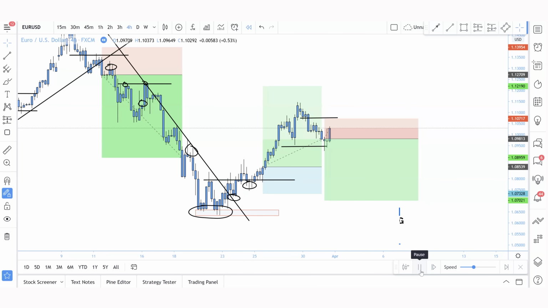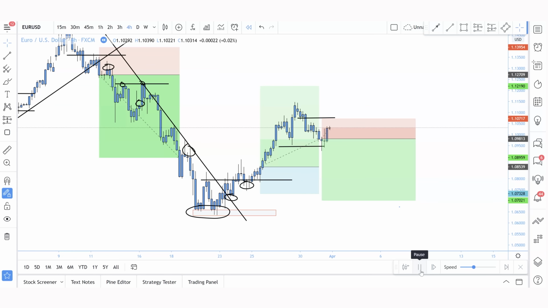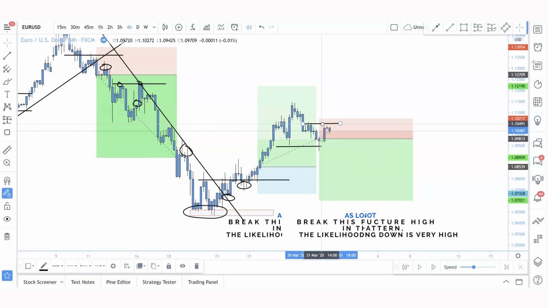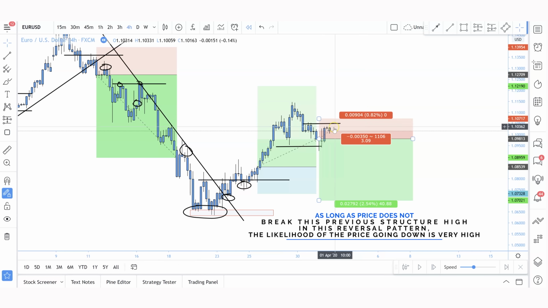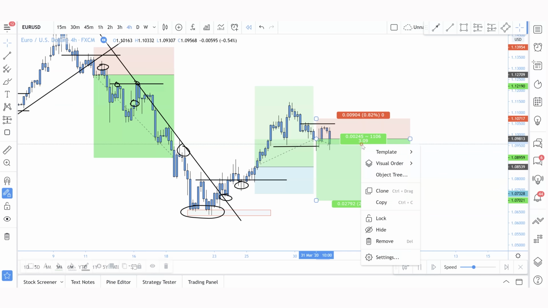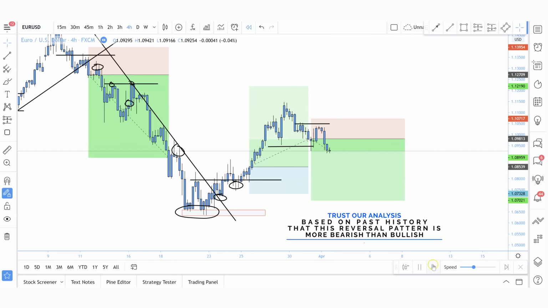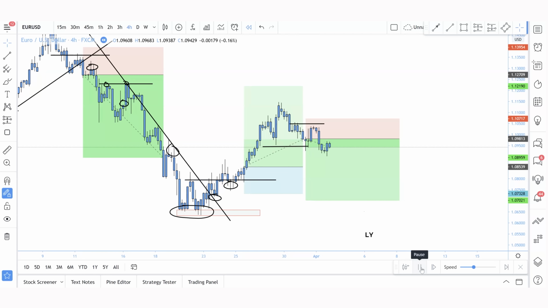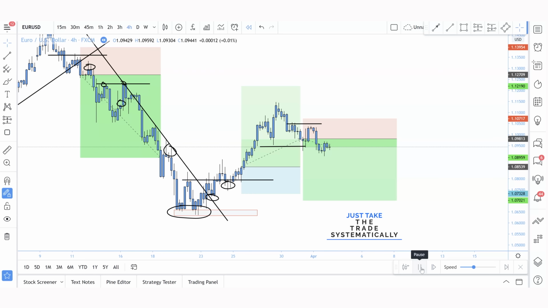Now, let's see if this trade plays out with this reversal pattern that we're learning today. So price is coming back. This is expected. Always expect the market to pull back. Now, again, remember this. As long as price does not break this previous structural high in this reversal pattern, then the likelihood of price continuing to go down is very high. And look here, we have our stop loss above structure. So now, even if it pulls back, we suffer a bit of drawdown, we still trust our analysis based on past history that this reversal pattern is more bearish than it is bullish, and we just take the trade systematically and we see what's happening.